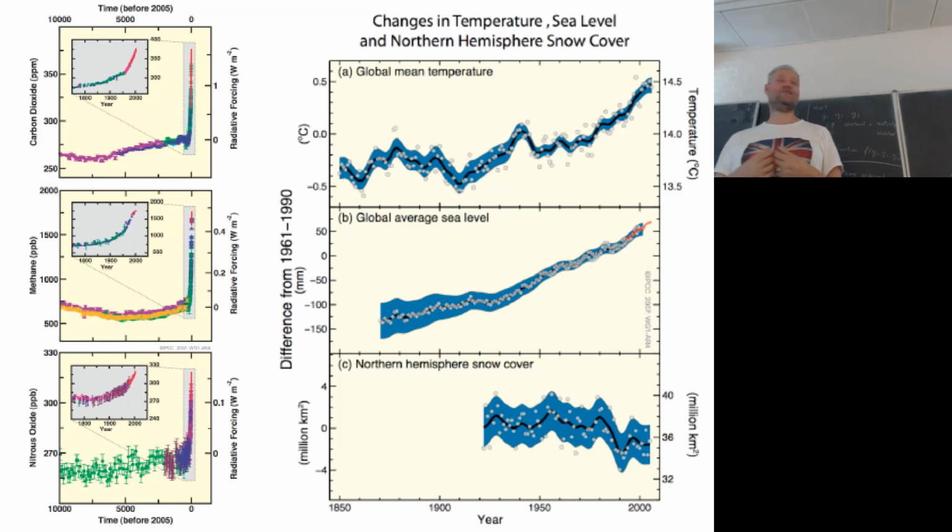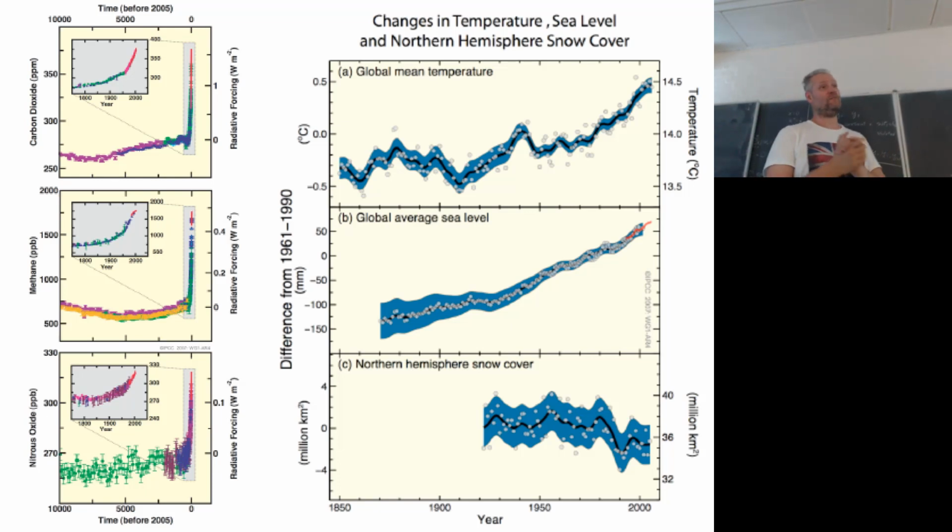That is a graphical illusion. If you look at the smaller insets, then you actually see that they only rose exponentially, right, since the start of the Industrial Revolution. And then on the right-hand side, you're looking at indicators of climate change. At the top, the change in the global mean surface air temperature over the last 150 years. Then in the middle, sea level, you see that has gone up too. And then at the bottom, you're looking at snow cover on the northern hemisphere, which has gone down.